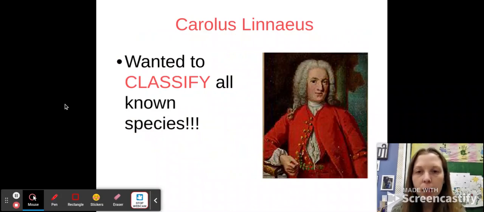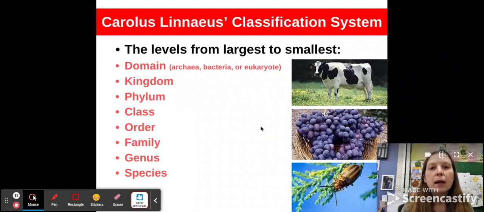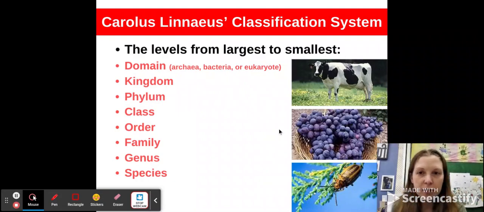And when we look at this, we need to understand and know who's kind of the father of how we classify species, and that is Carl Linnaeus. And he wanted to classify all known species. And Linnaeus's classification system went from largest classification type to smallest classification type.